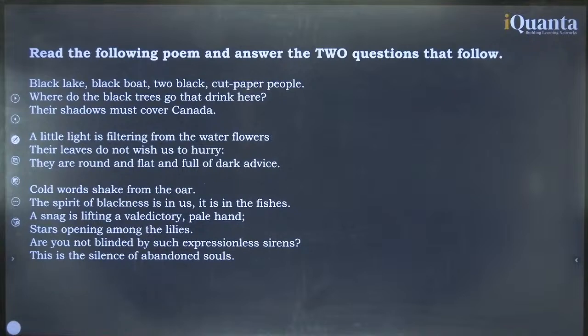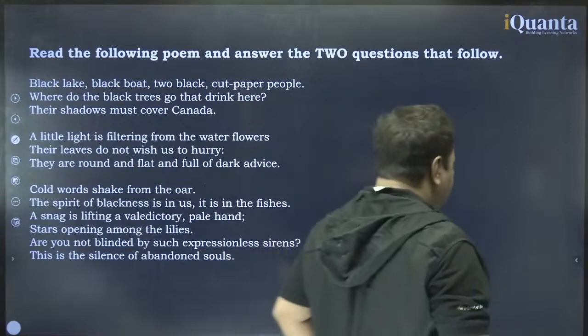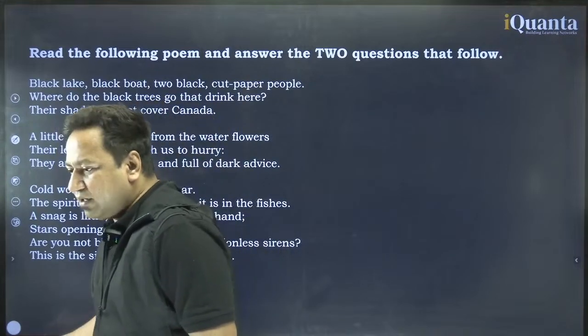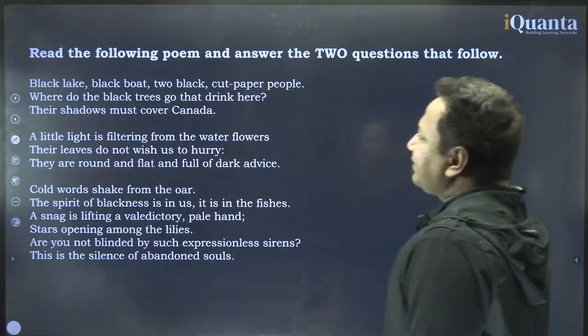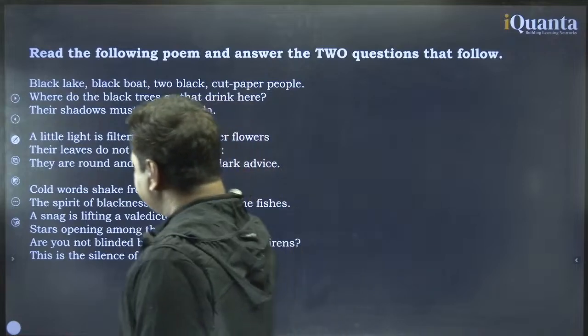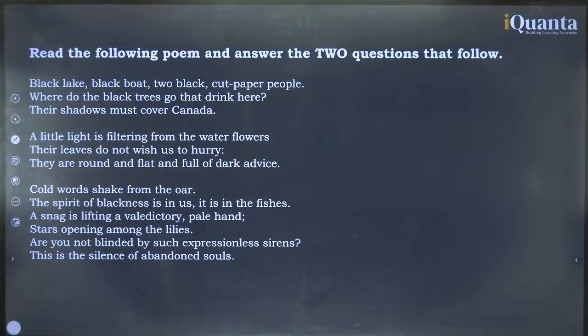Okay. So, and also you'll feel that it's a kind of natural setting which the poet is trying to explain. Black lake, black boat, two black cut paper people. Where do the black trees go that drink here? The shadows must cover Canada. Okay. So what exactly has happened? Apart from the things that I told you, there's also one more thing. They are made by paper.